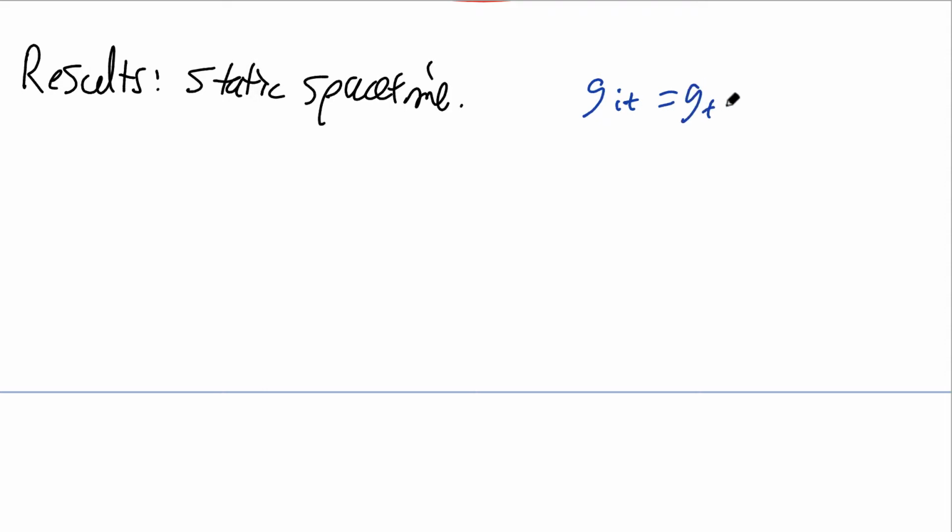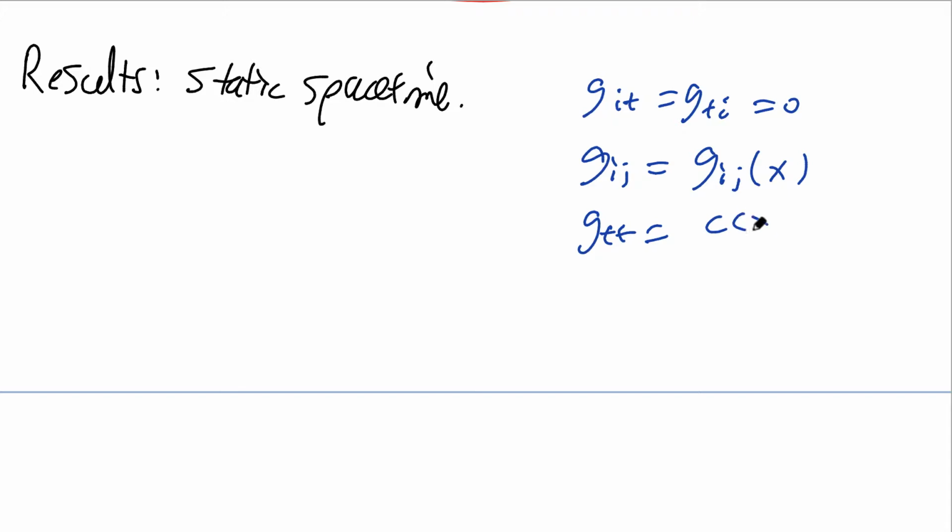We found that for a static spacetime, we can always choose coordinates in which g_ti vanishes. The g_ij components of the metric are functions only of the spatial coordinates, let me just call those x. The tt component of the metric can be written in the form of some function of the spatial coordinates x over f squared, where f is a function only of the time coordinate t.